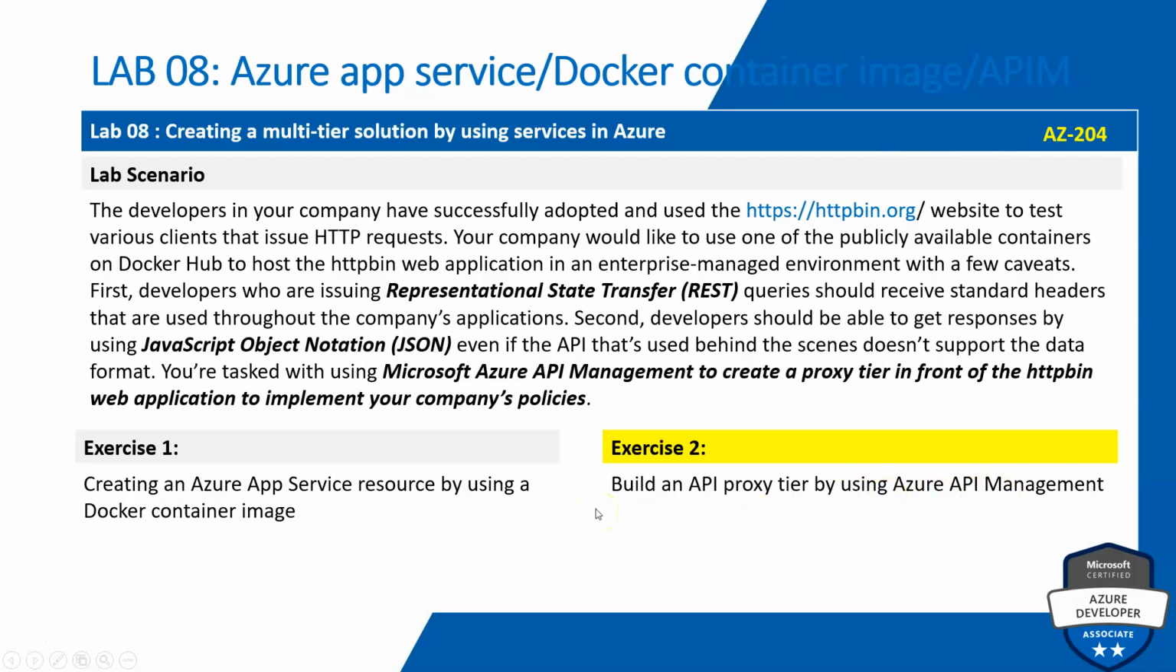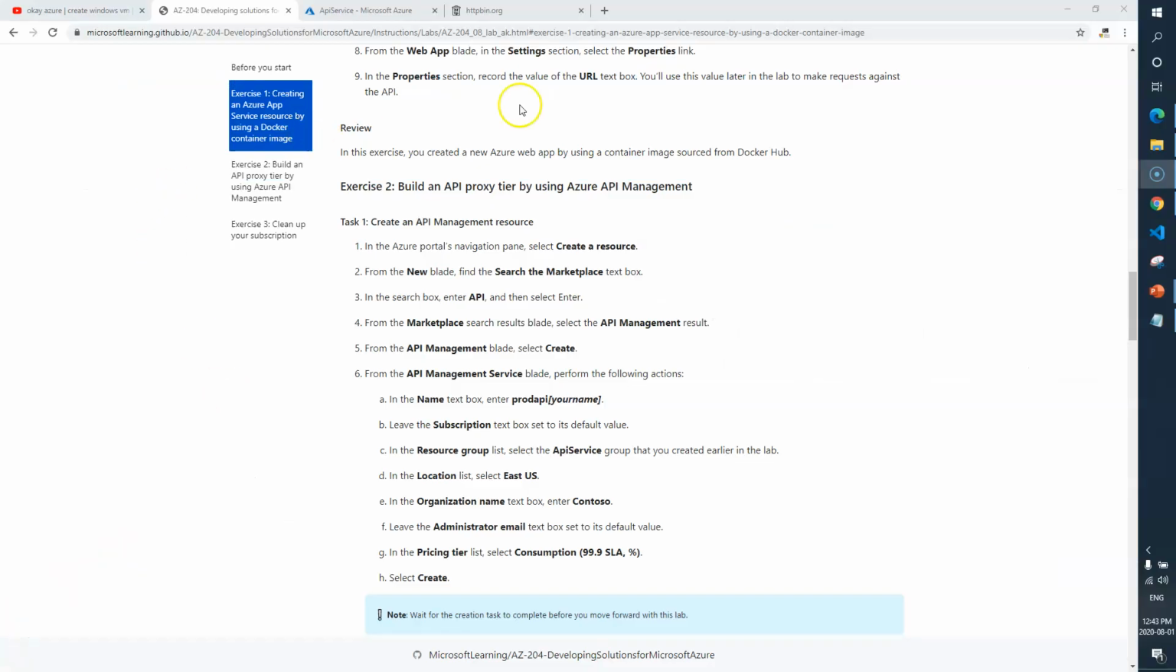Okay, so let's go to the instruction page first. So here we are. You can find the URL in the video description box. Now it says build an API proxy tier by using Azure API Management. So first of all, we'll go and create an Azure API Management resource, and then we'll create an API. Okay. So now let's go to task one.